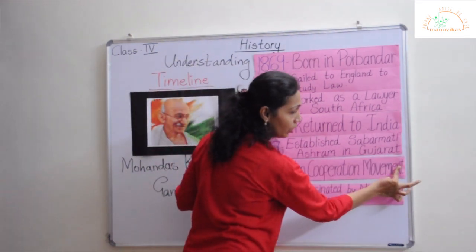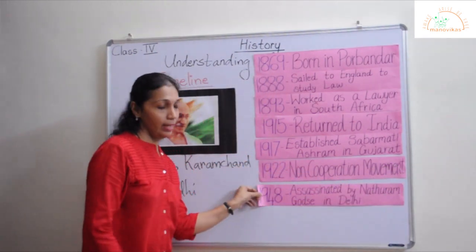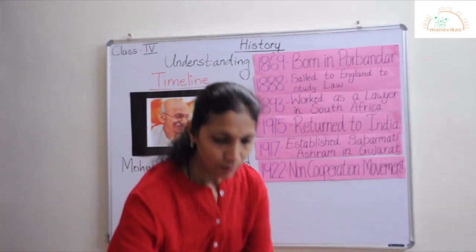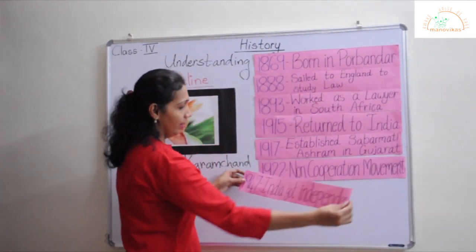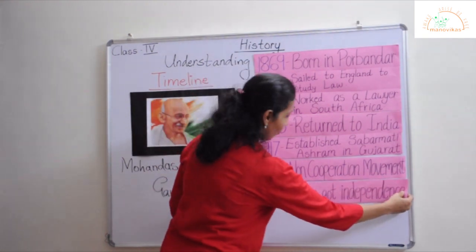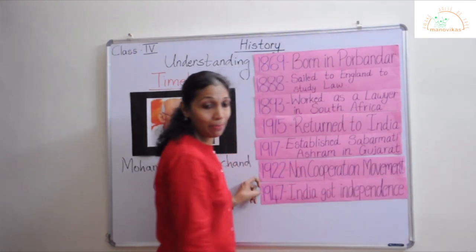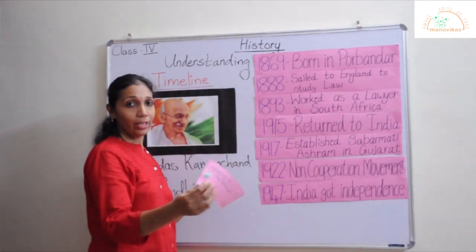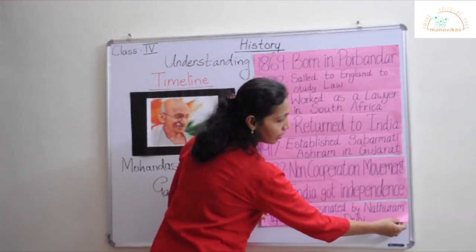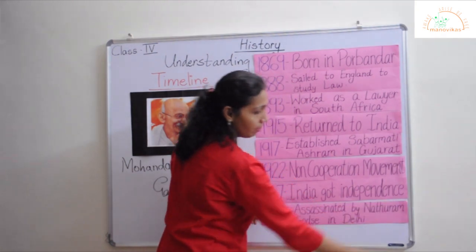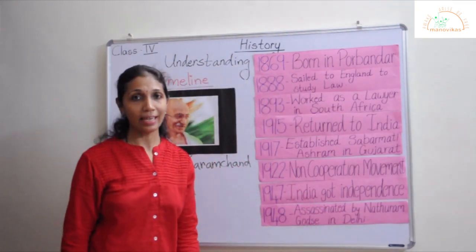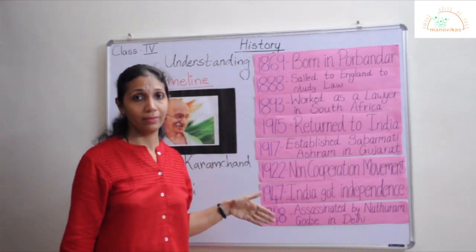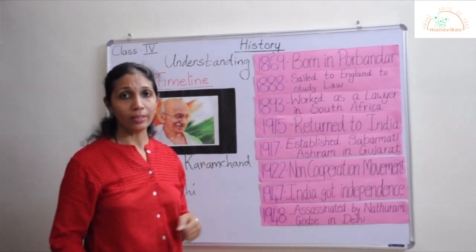During those days, British ruled in India. Finally, after a lot of struggle with Britishers, in 1947, India got independence. And during 1948, the very next year, he was assassinated, that is killed by Nathuram Godse in Delhi. Now I have arranged these events according to the years in which they occurred.